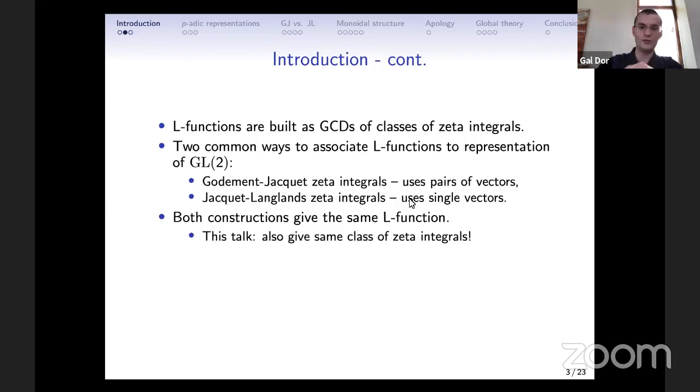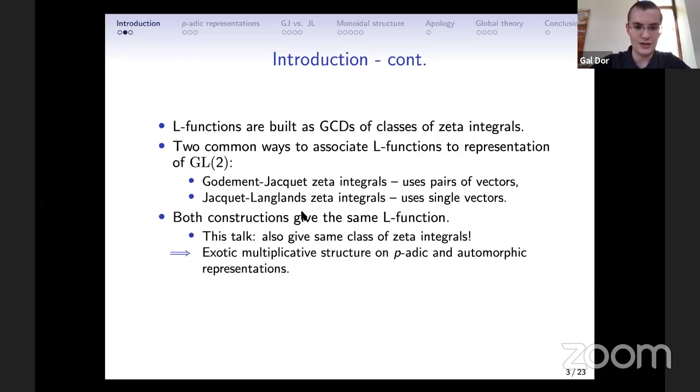Our main focus will be giving a nice proof, exploiting the fact that these two very different zeta integral formulas not only give the same L function, but in fact they give the same space of zeta integrals. What this means is that we will have some way to associate zeta integrals of Godement-Jacquet type with zeta integrals of Jacquet-Langlands type. Essentially, we'll be able to take pairs of vectors and some additional data and associate it to just a single vector. So we'll have this kind of multiplicative structure, a new kind of operation, and this will give us an exotic multiplicative structure on representations, both in the local p-adic case and in the global automorphic case.